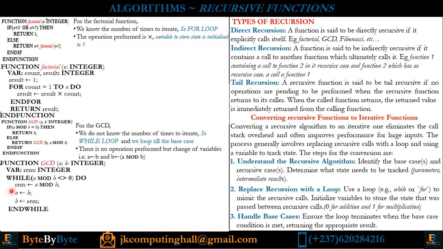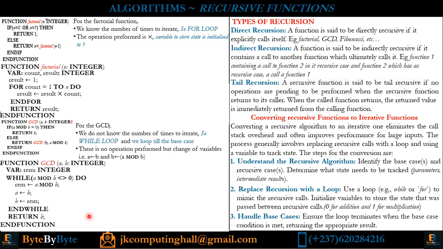What should I do? Remember, my intermediary takes a mod b, then a becomes b and b becomes that remainder, as you can see. And that is all. We return b at the end, because for the base case, what are we returning? b, and we end our function. So that is the iterative version of the GCD.